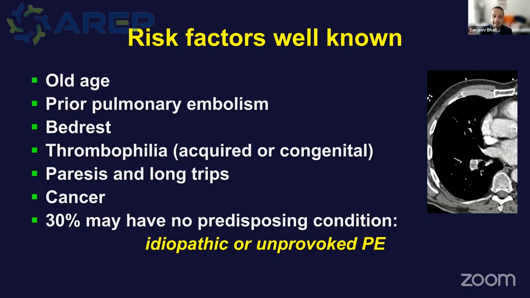bed rest. If there's no known cause, we call this idiopathic or unprovoked. And here, for example, was a patient who had no known cause and came in with acute pulmonary embolism. So the risk factors are known. Sometimes they're not very helpful.